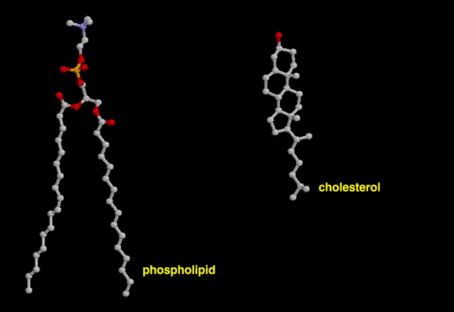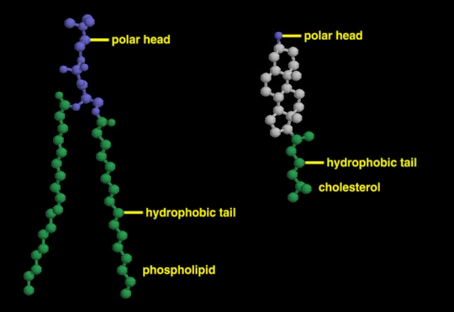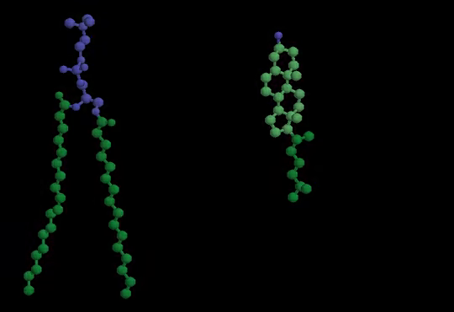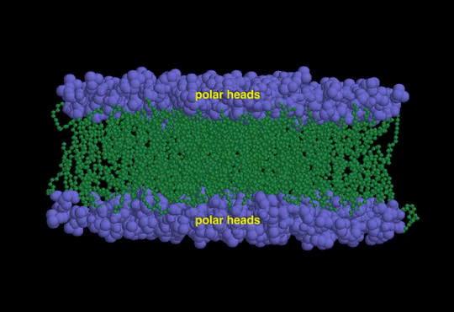Cholesterol is another lipid component of most cell membranes. It has a hydroxyl group, a tiny polar head group, so to speak, attached to a rigid hydrophobic tail. Cholesterol can fill gaps between phospholipids and thus stabilizes the bilayer. In a lipid bilayer, lipids arrange themselves so that their polar head groups are exposed to water and their hydrophobic tails are sandwiched in the middle.